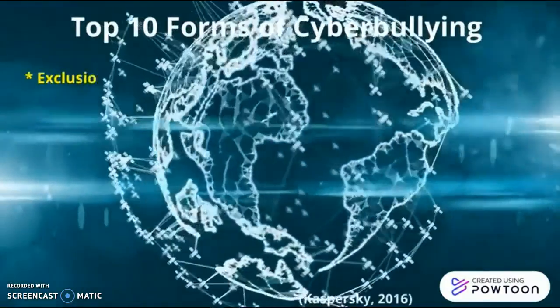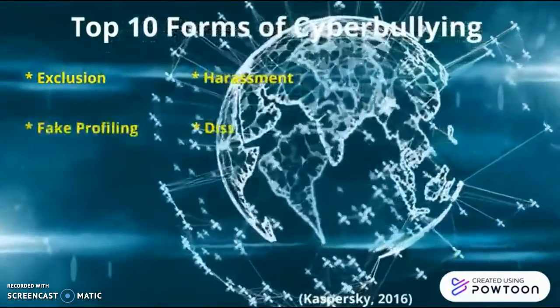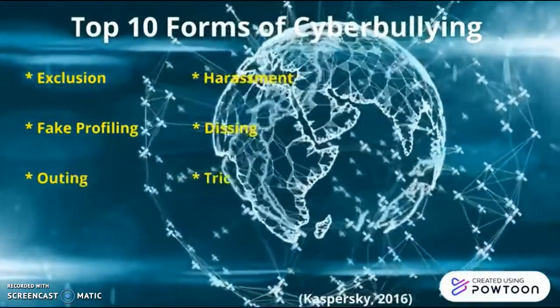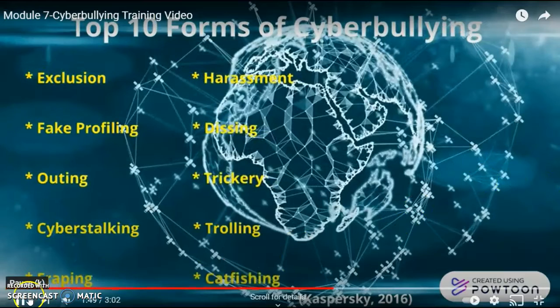10 forms of cyberbullying include exclusion, harassment, fake profiling, dissing, outing, trickery, cyberstalking, trolling, fraping, and catfishing. Fraping is simply where you log into somebody's account without their knowing.